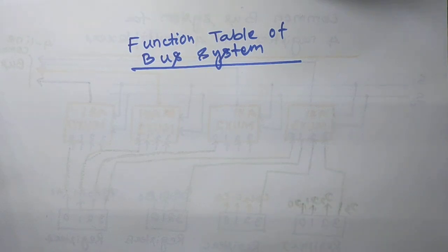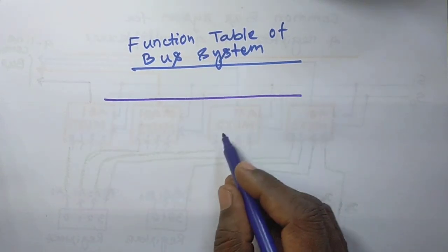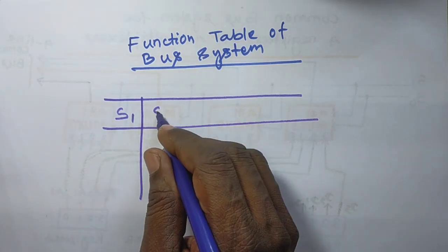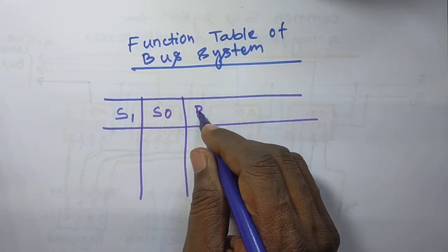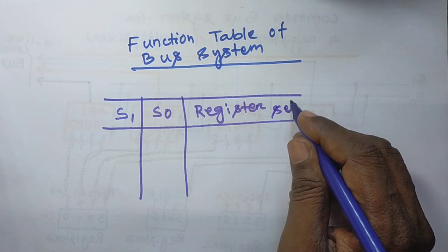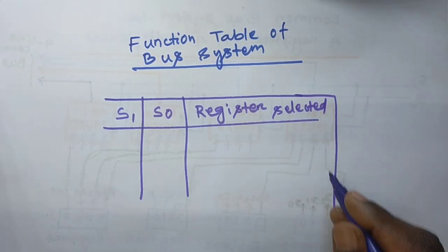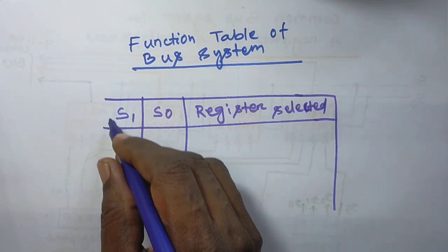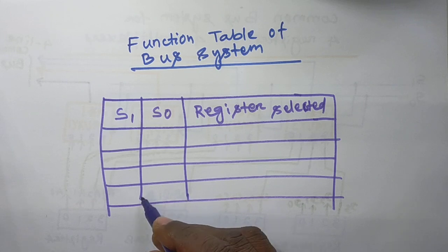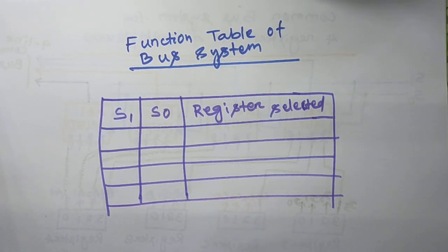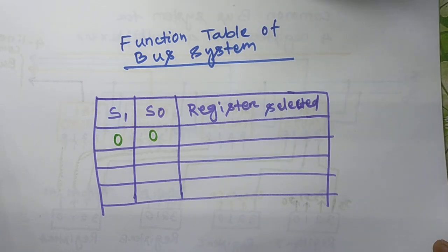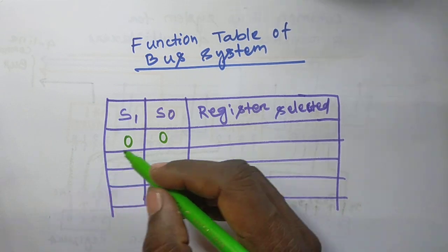Now we see in a very simple way how to design it. That is S1, S0, and register selector. Which register will be selected? Okay, very simple. So now you see, here we will consider 0 0. 0 0 means what value? We can tell it is a 0 value. You see, 0 0 means a 0 value.